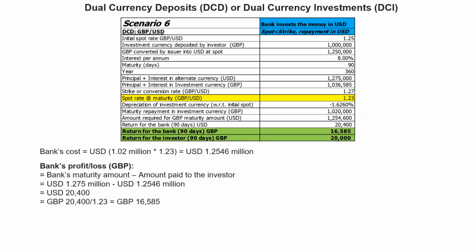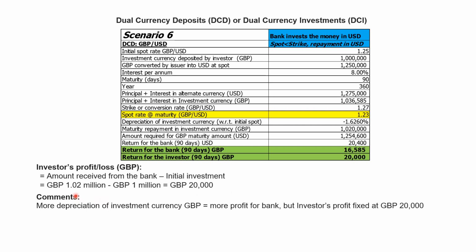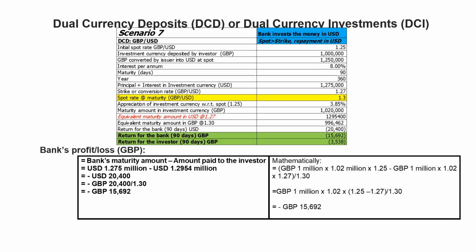For the investor, the gain is simply GBP 1.02 million minus GBP 1 million, which is GBP 20,000. Note that the more the depreciation of the investment currency GBP, the higher the profit for the bank. However, the profit for the investor will remain fixed at 20,000. Let's look at scenario 7.